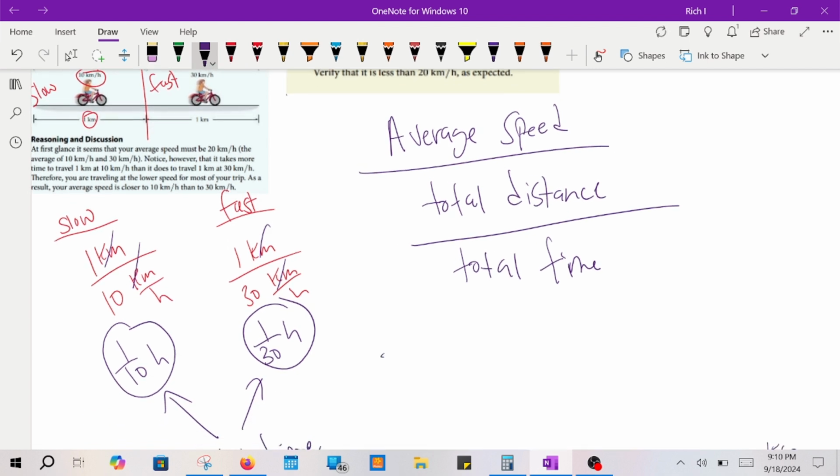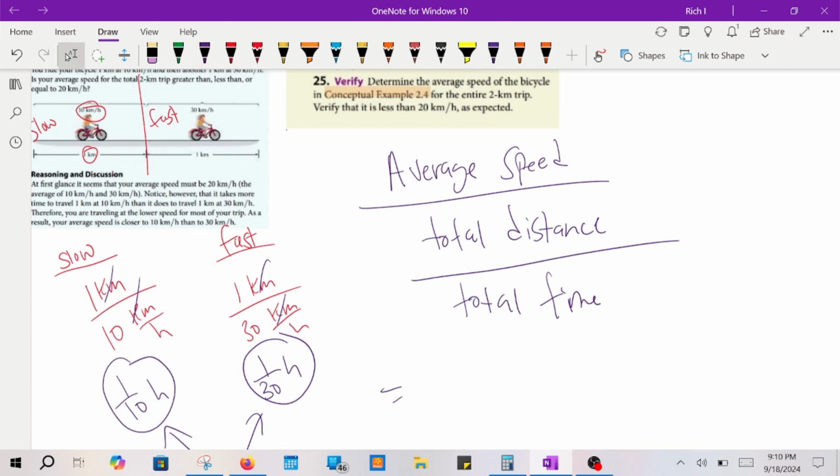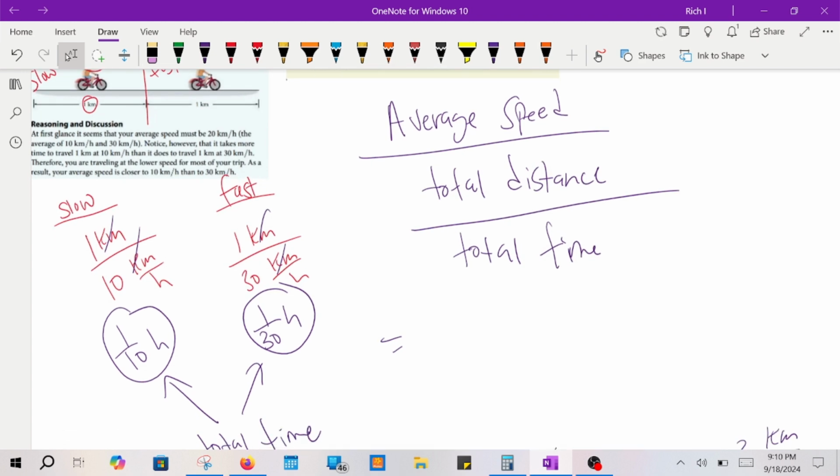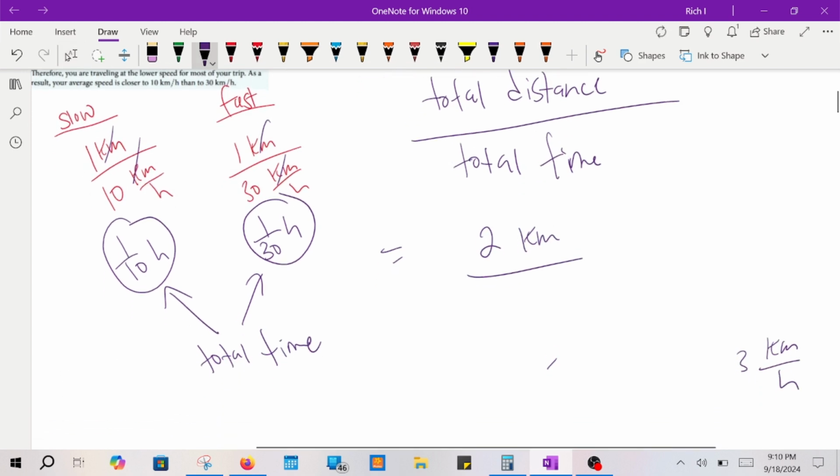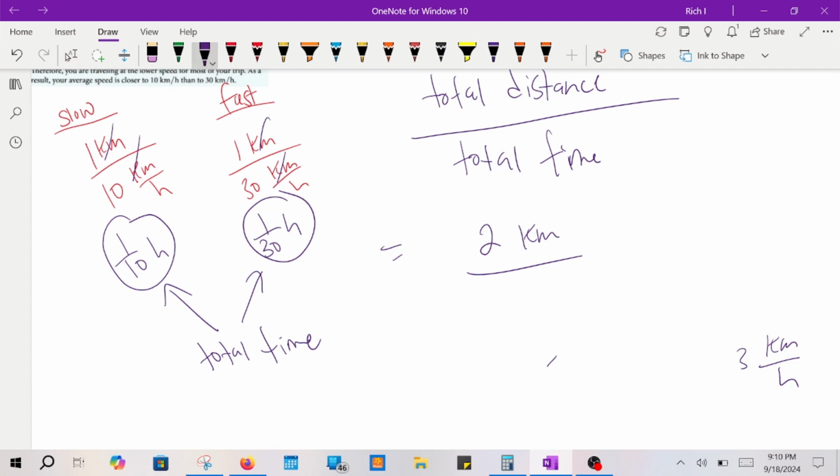All right. So the total distance, that's easy. We went 1 kilometer the first half and another kilometer the second half, so 1 plus 1 is 2 kilometers. The total time is going to be what we just found here: 1/10 of an hour plus 1/30th of an hour. All right, so the easiest thing for you might be to turn these into decimals. Or not. It's just calculator work at this point.